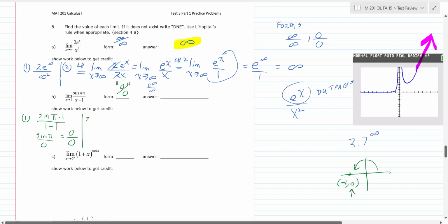But check the form. It's super important. Don't just jump into doing L'Hopital. Make sure it's the right form. If it's the right form, then you can do L'Hopital. If it isn't, you can't. Okay, so we're going to go ahead and L'Hopital this one.